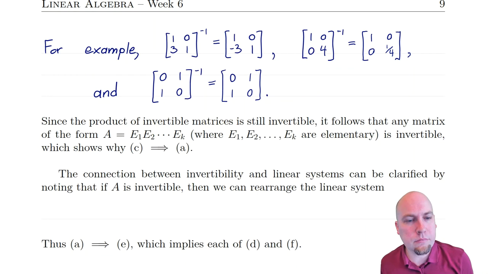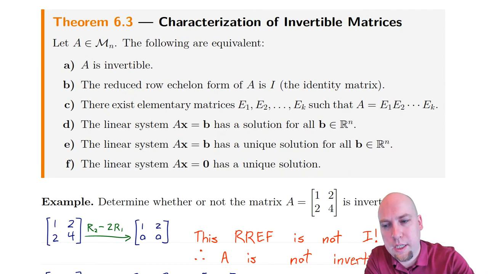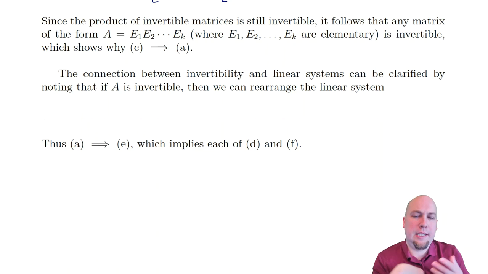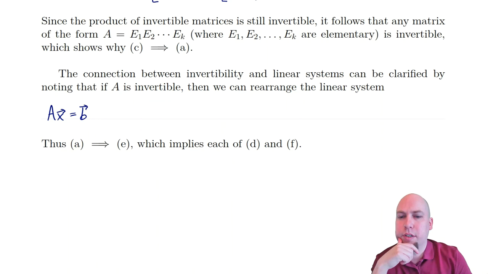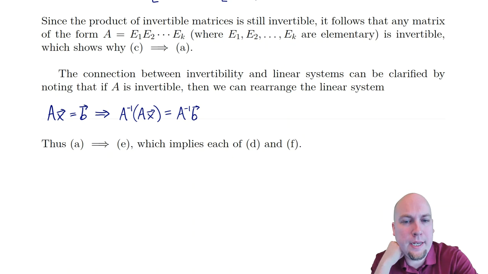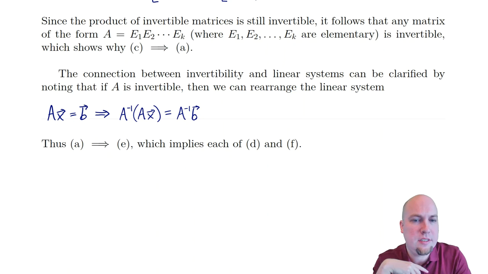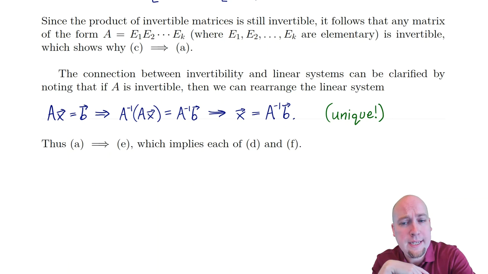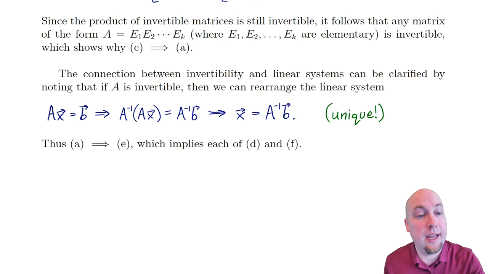All right, and I also want to talk a little bit about this connection between invertibility and linear systems. I want to talk about why A implies things like D, E, and F, okay? Why those linear systems have unique solutions. So the idea here is to consider this linear system Ax = b. If A is invertible, then we can multiply on the left by A inverse, right? When we do that, this A inverse A here cancels out. It just turns into an identity matrix. So on the left, all we're going to be left with is x. So if Ax = b, then you multiply on the left by A inverse, and you're going to see that x = A inverse b.